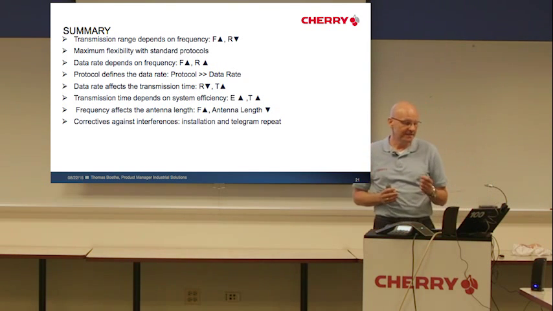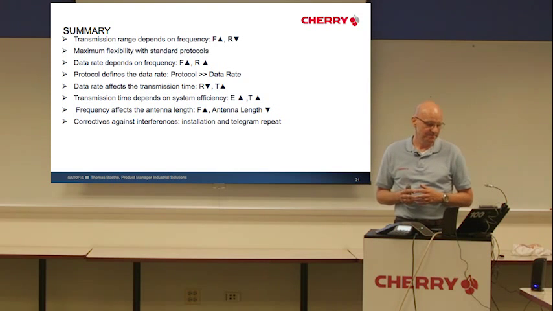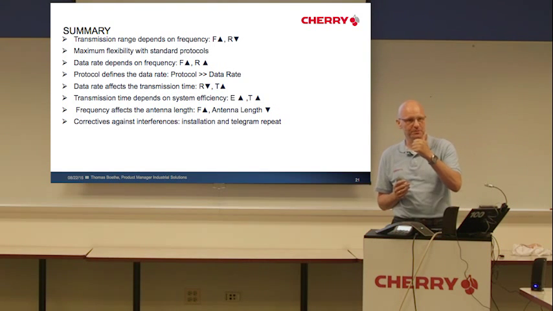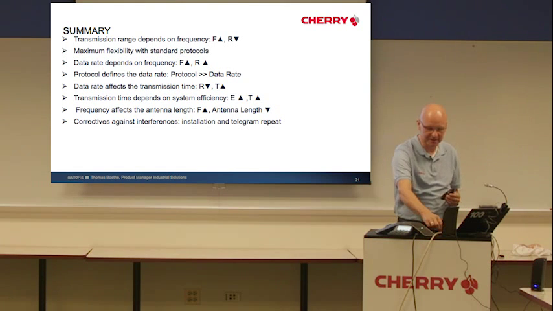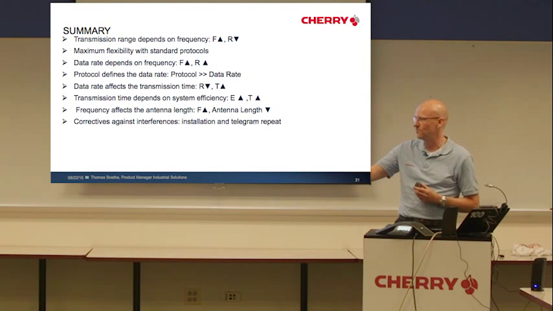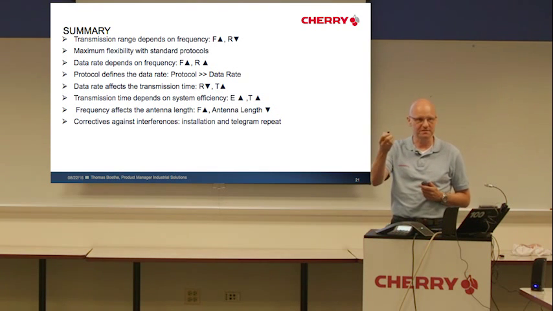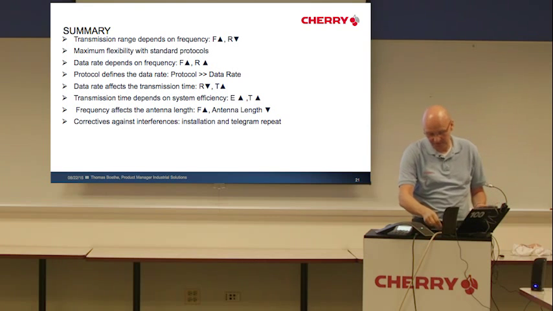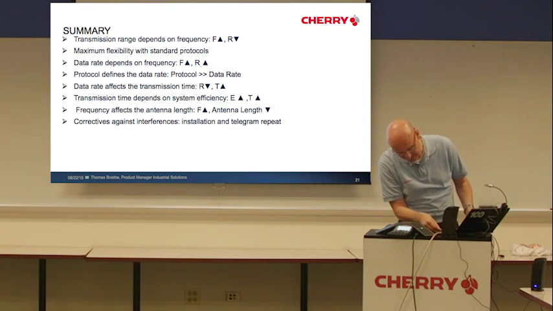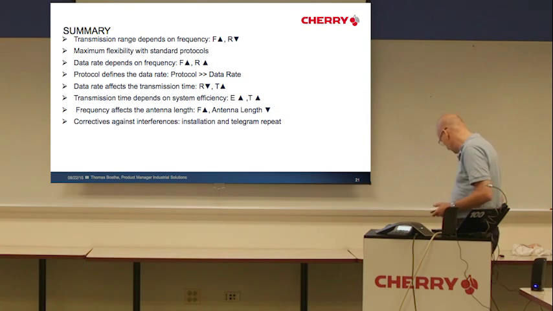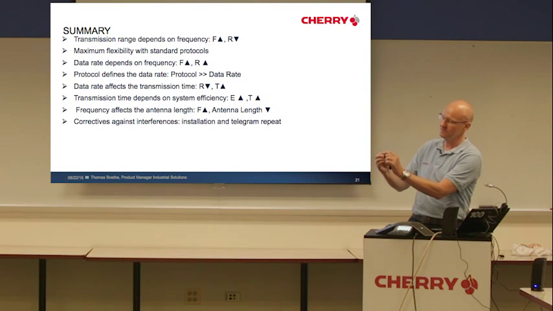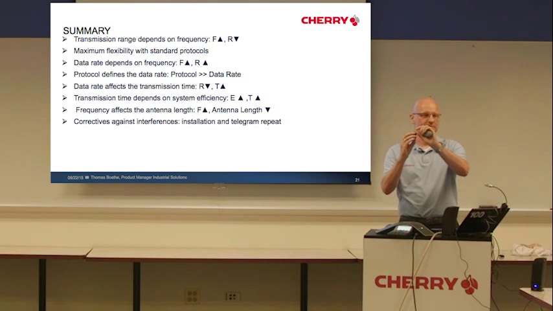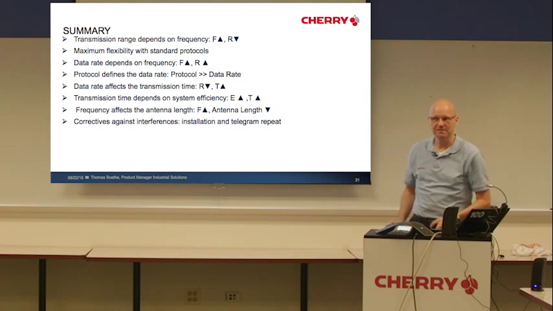And the frequency affects the antenna length. This means the higher the frequency, the shorter the antenna length. This means with 2.4 gigahertz, remember, you can use very, very small antennas. And it's also a topic of our wiring. If we would use, for example, a rocker switch with 2.4 gigahertz, then the antenna would be only about 3 centimeters.